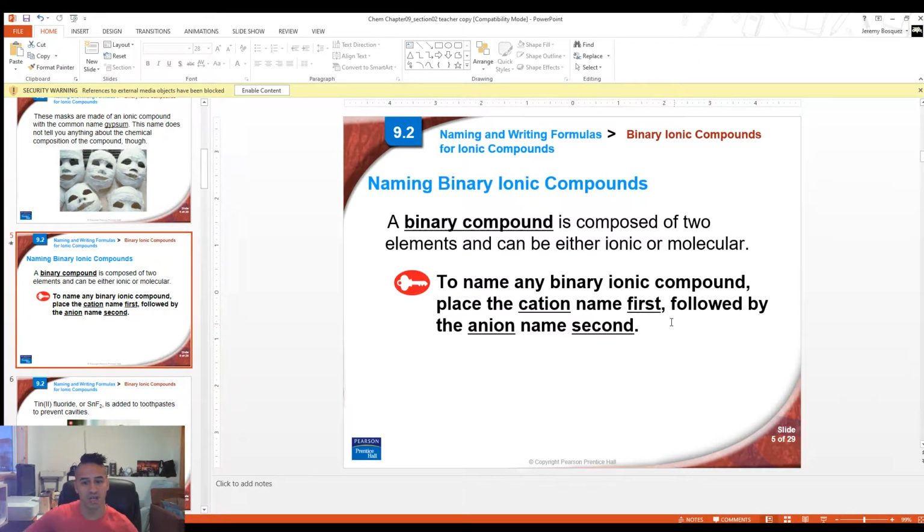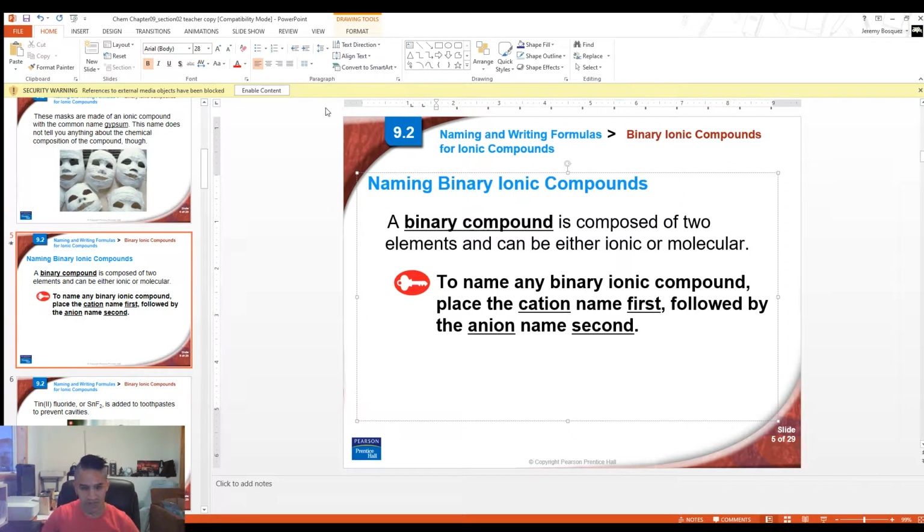Okay, to name binary compounds, you place the cation name first, so that's the positive thing first, anion thing second. Okay, so positive thing first, negative thing second. Example of this again, and I gave two already, but I'll give you even some more. So examples of this would be like Al2S3. So aluminum, which is the cation, that's the positive one. Sulfide, that's the anion, that's the negative one. Okay, positive thing first, negative thing second.